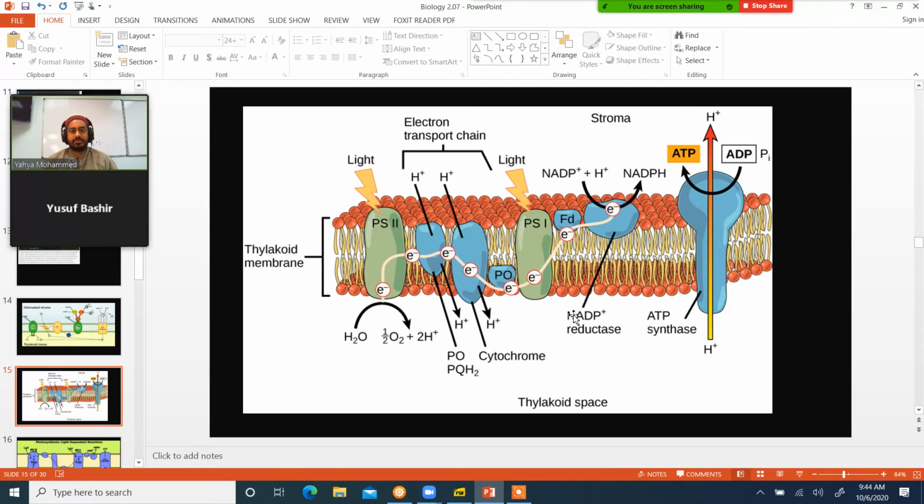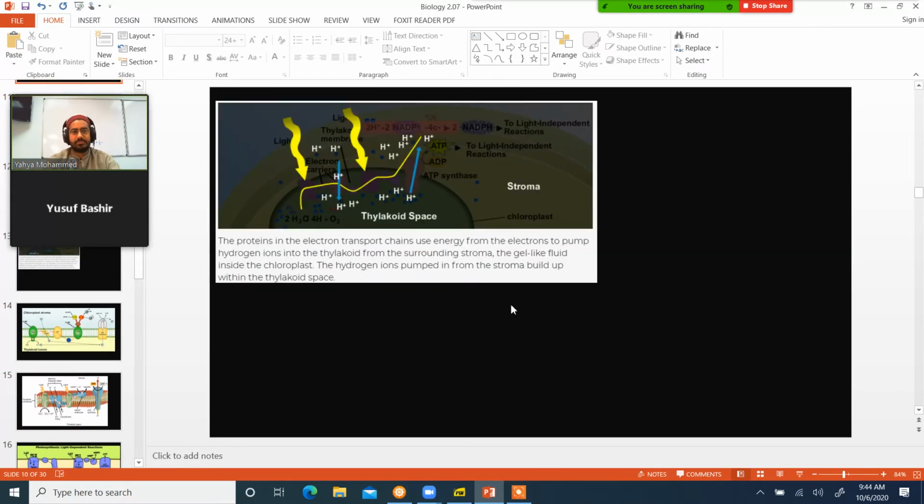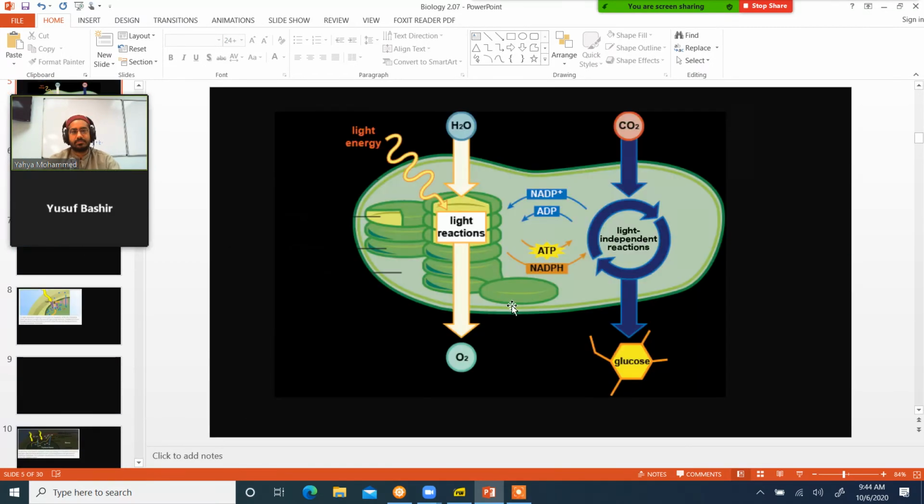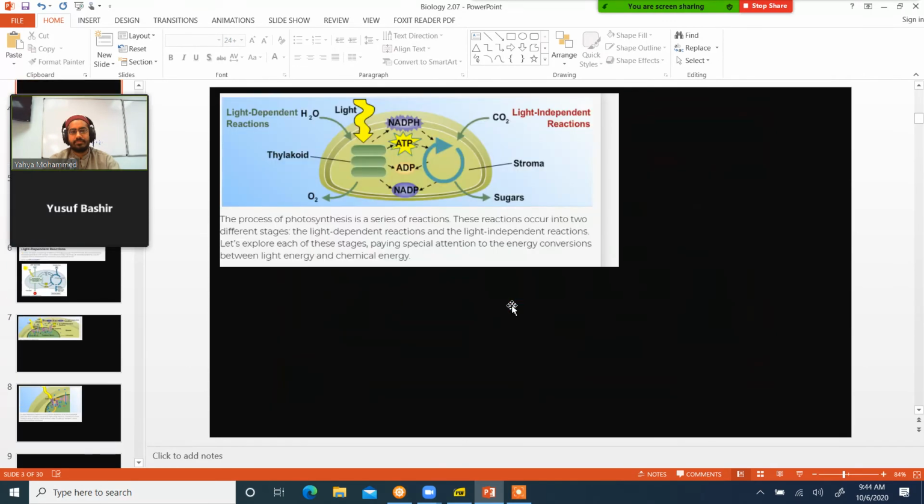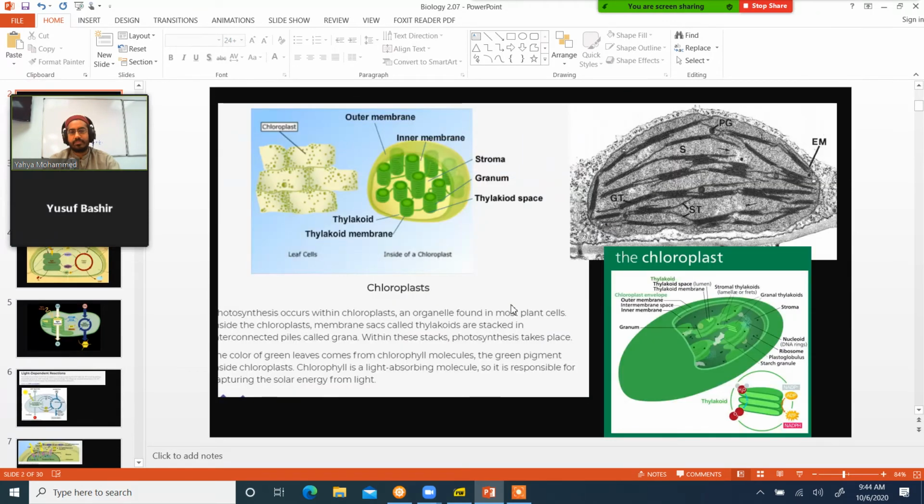Wait, so these proteins are embedded on the thylakoids? Yeah, a membrane is something that surrounds something, right? So this is within the membrane. Can you go back to the picture of the thylakoid just real quick? I just want to clear something up.